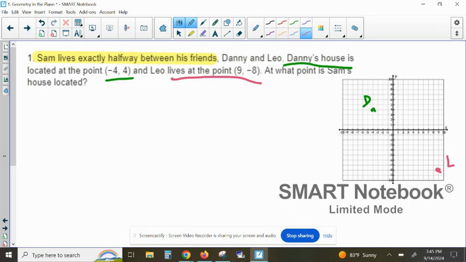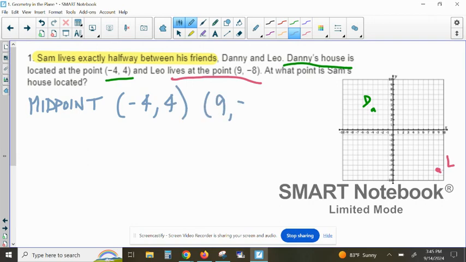I'll call that L. And it says Sam lives exactly halfway between. So if I'm looking at Danny and Leo, he's got to be somewhere halfway in between here. So obviously this is going to be a clear case of the midpoint formula. We are going to be trying to find the midpoint between -4, 4 and 9, -8.